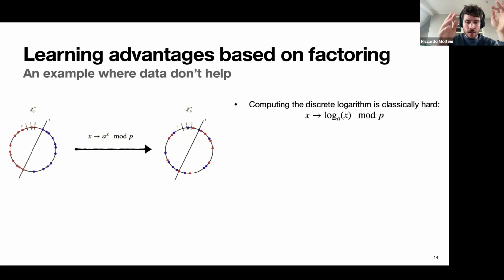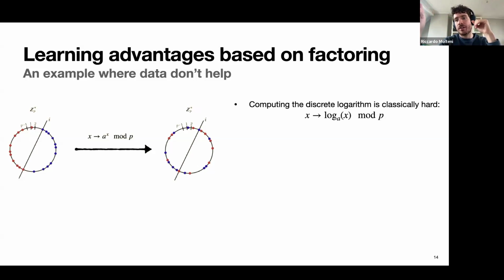But I told you before that in the literature, there are results for provable advantages in learning cryptographic functions. And I will tell you now how they prove that data cannot change the hardness. Basically, it's simply because you can classically generate the data, so the data cannot help. So let me give you an example. Consider the discrete logarithm. We know that computing the discrete logarithm is hard, right?